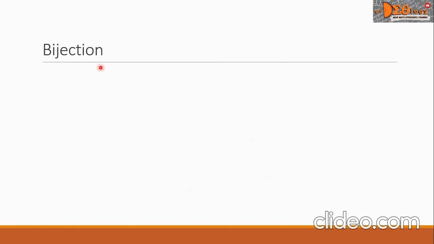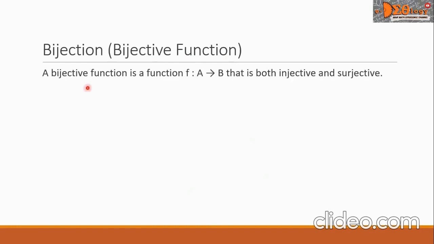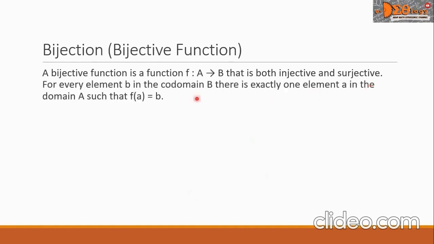The next is bijection, or bijective function. A bijective function is a function f from group A to group B that is both injective and surjective. For every element B in the codomain B, there is exactly one element A in the domain group A such that f of A equals B.